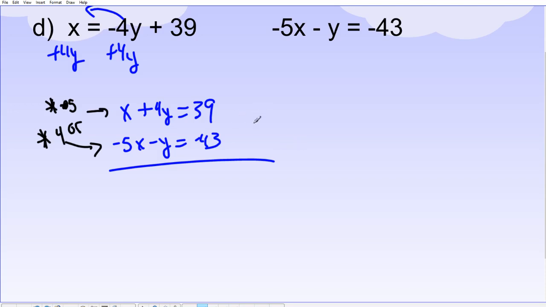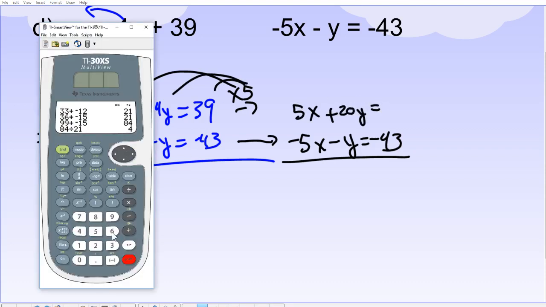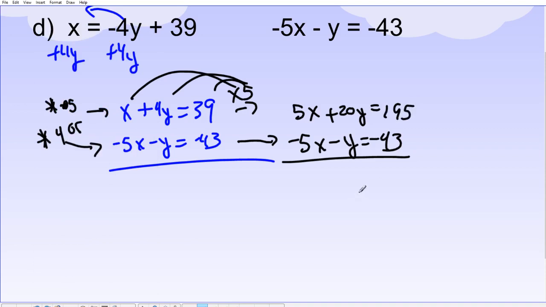Okay? I'm going to multiply by 5, just because. So I'm going to take this top equation times 5, the bottom equation times nothing. So he stays negative 5x minus y equals negative 43. Up top, 5 times x is 5x. 5 times 4y is a positive 20y. 5 times 39, I don't know. 39 times 5 equals 195.